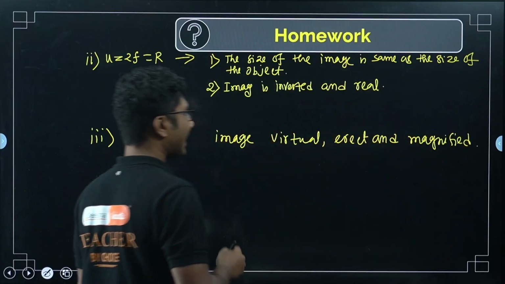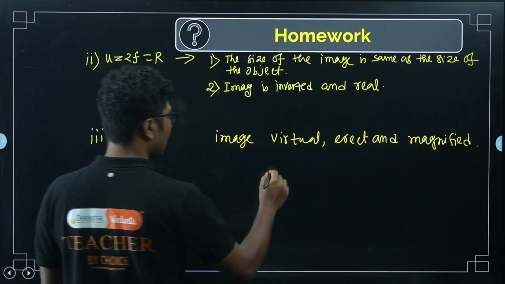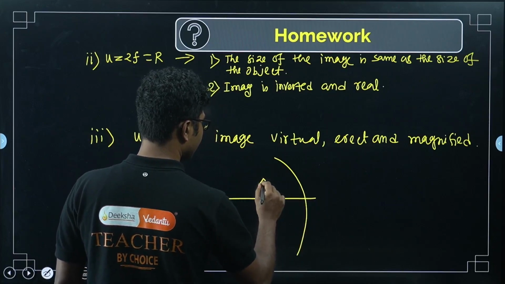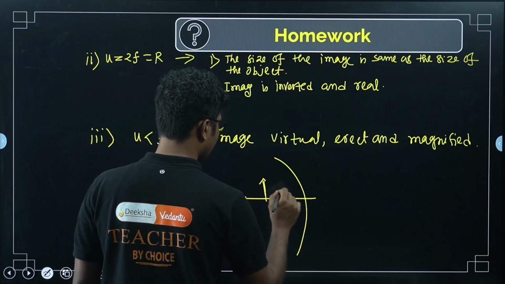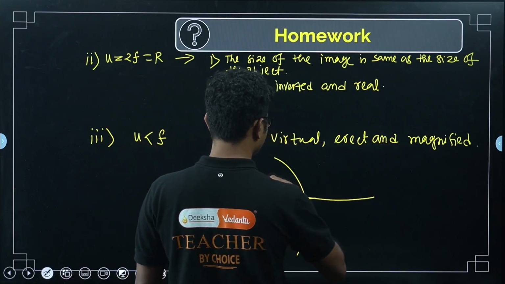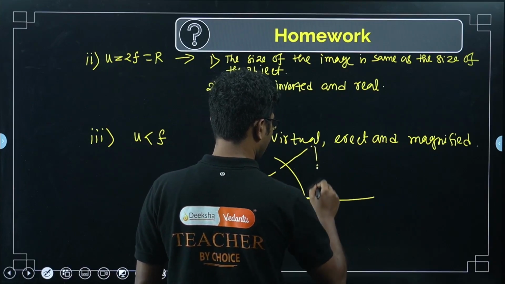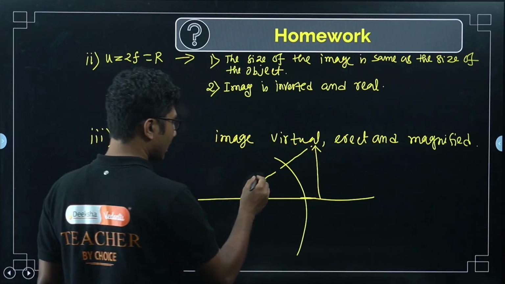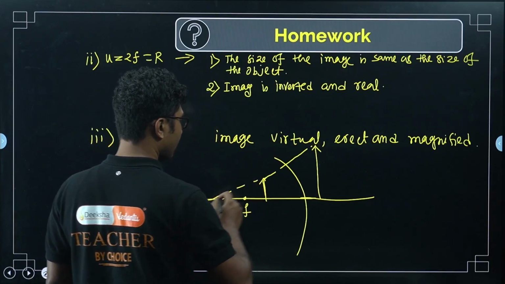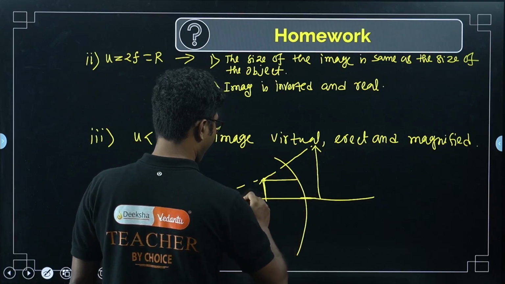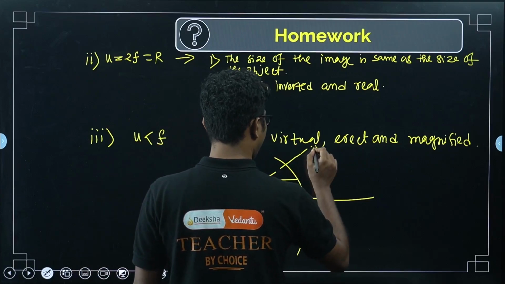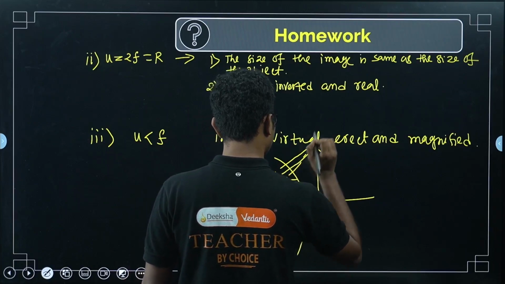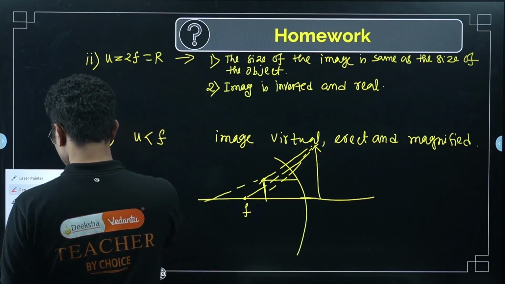Right, so in that case you have to draw. If you remember, I have drawn that. I am just roughly drawing it. Okay, so this is the focal length, and the image will be like this. I am not drawing it properly. I am cheating. Don't try to cheat in your exam.